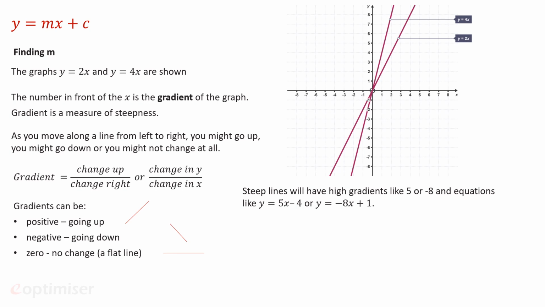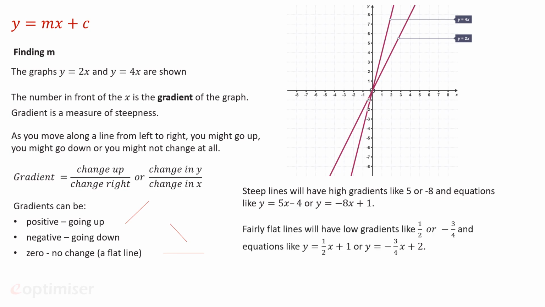If the gradient is high, like 5 or minus 8, the line will be steep. So for example, y is equal to 5x minus 4, or y is equal to minus 8x plus 1 have very high steepness. If they have very low numbers in front of x, they will have fairly flat lines, not horizontal, but fairly flat. The horizontal lines will have a gradient of 0. So y is equal to 2, that's x is equal to 0, gradient is 0.